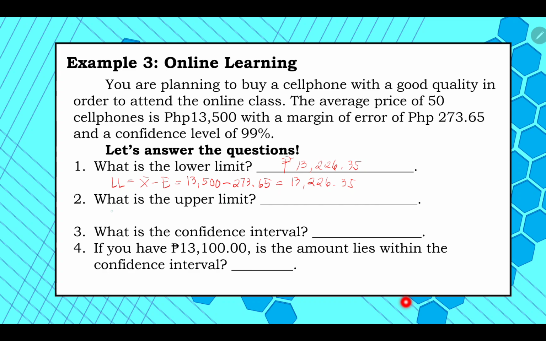What is the upper limit? So that is obtained by adding 13,500 and the margin of error of 273.65, which gives us 13,773.65 as our upper limit.